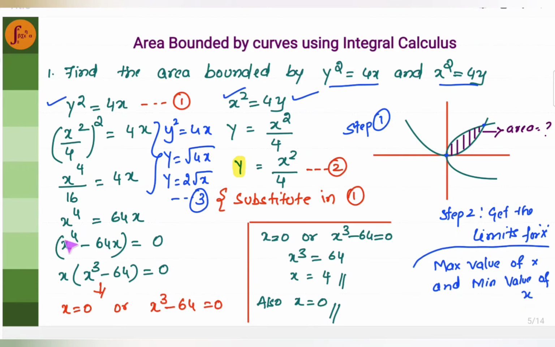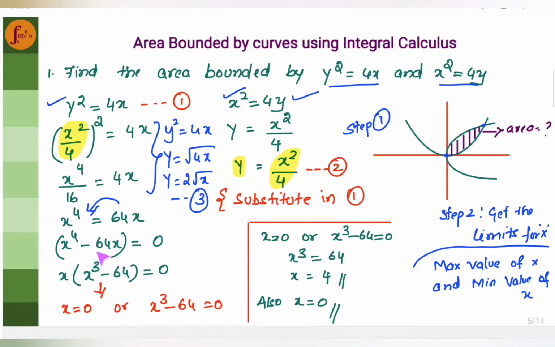So if you want everything in the form of x, then we'll have to eliminate y. So in the first expression, y square is equal to 4x. We'll find y from the second equation. Say we got y is equal to x square by 4. We'll substitute this entire expression for y here. So we have y square, y is x square by 4, so it's going to be x square by 4, the whole square, right? x to the power 4 by 16 is equal to 4x, that is x to the power 4 is equal to 64x. You take it to the other side, you'll get x to the power 4 minus 64x is 0.